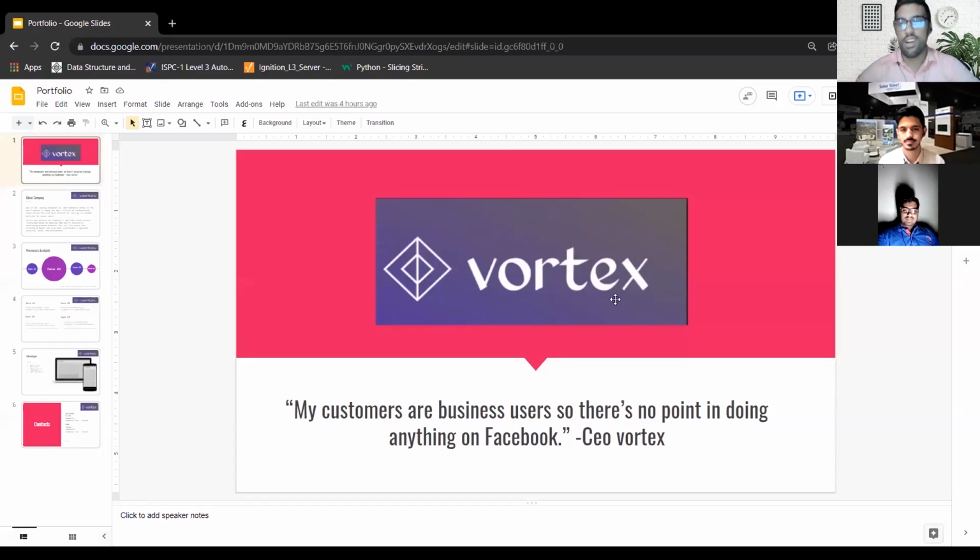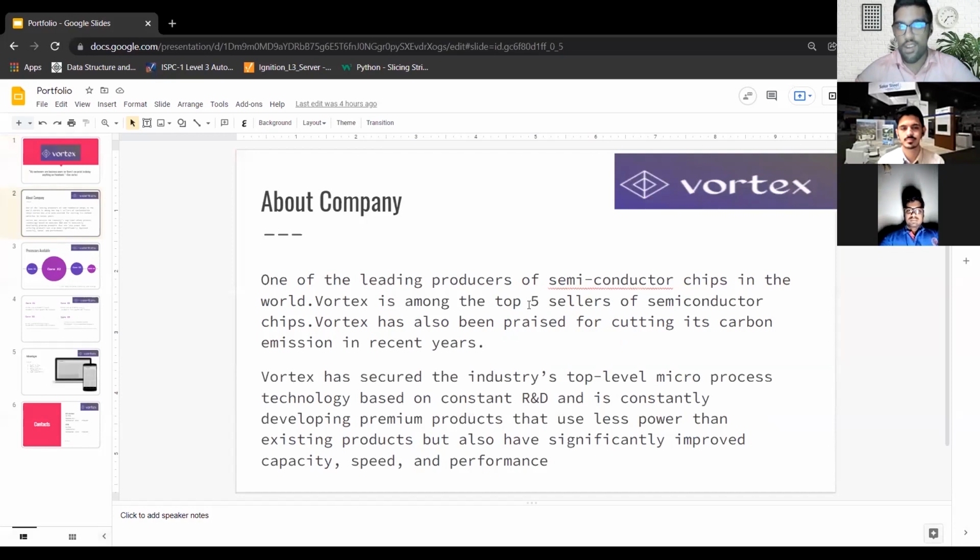So here, as you can see, our company name is Vortex. And we are one of the leading producers of semiconductor chips in the world, and among the top 5 sellers of semiconductor chips. It has also been praised for cutting its carbon emission in recent years. Vortex has secured the industry's top-level microprocessor technology based on R&D and is constantly developing new products to use less power while significantly improving capacity, speed, and performance.